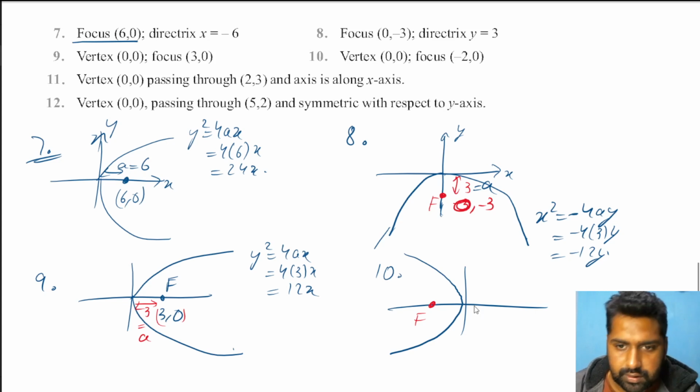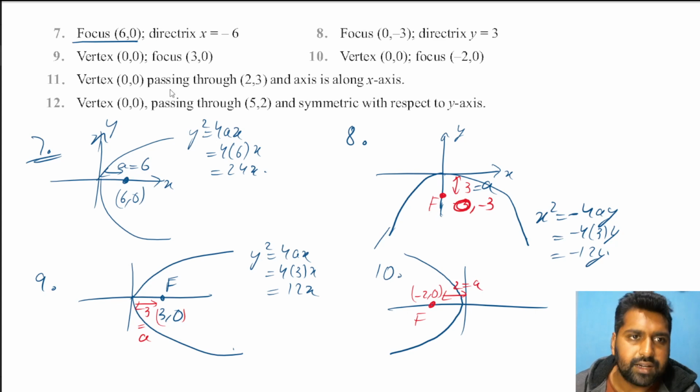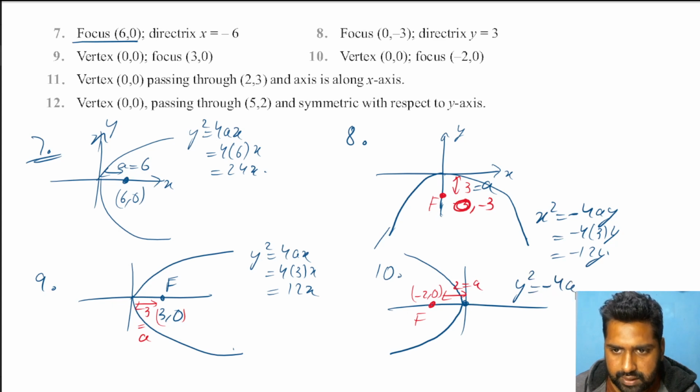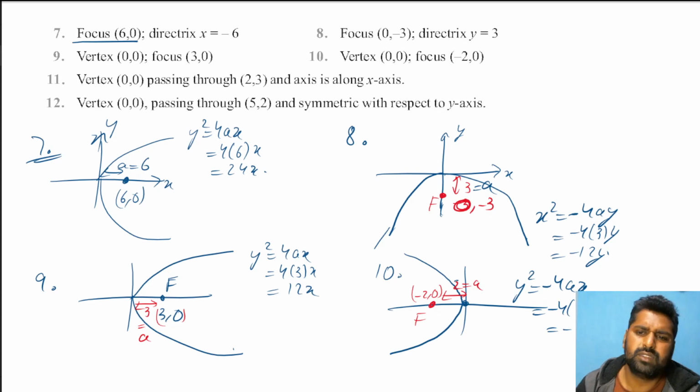So now let's write down the coordinate. This is (-2, 0). That means this distance is 2, which is our a. And what is the standard equation of this? Instead of y square equals 4ax, this is y square equals minus 4ax. We have already calculated a, it's 2. So minus 4 into 2 into x, minus 8x. Done. As simple as that.